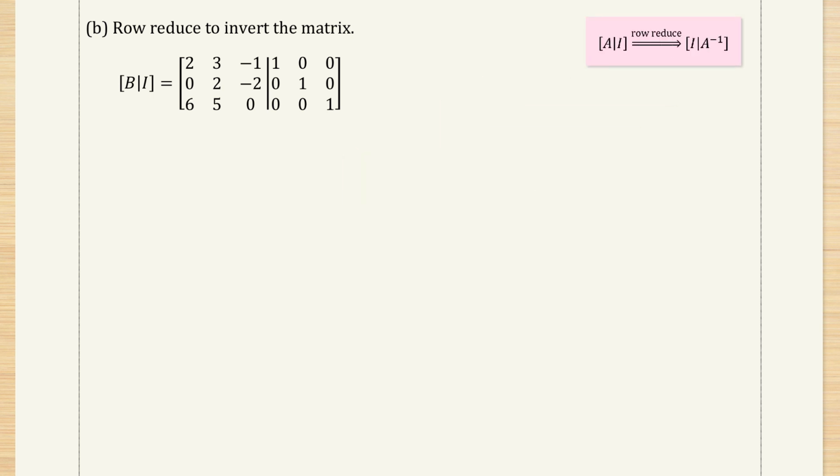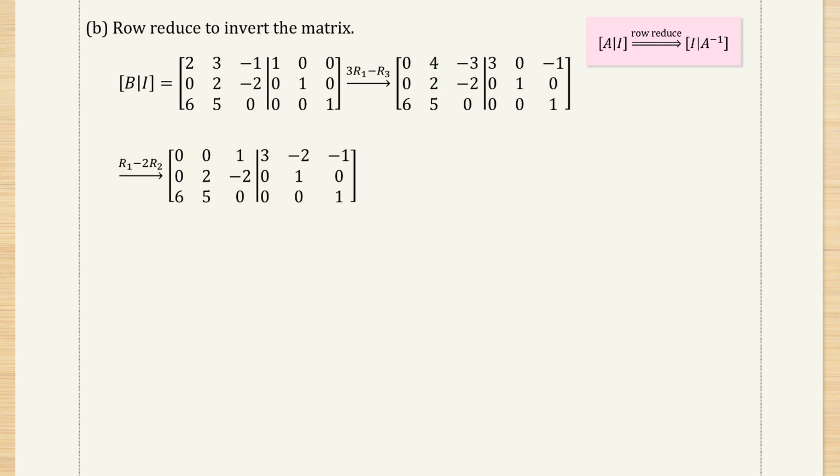The first thing I notice is the 2 and the 6. If I multiply that 2 by 3, I can subtract with the 6 to get a 0. 3 times row 1 minus row 3. Comparing the 4 and the 2, if we multiply that 2 by 2, then we can subtract 4 with that 2. Row 1 minus 2 row 2. That -2 can be turned into a 0 using the 1. Row 2 plus 2 row 1.